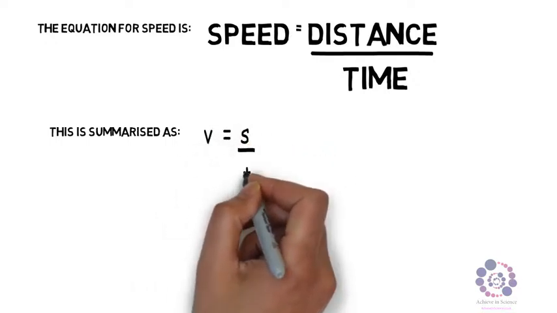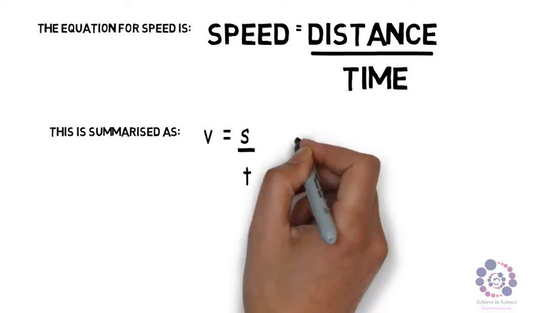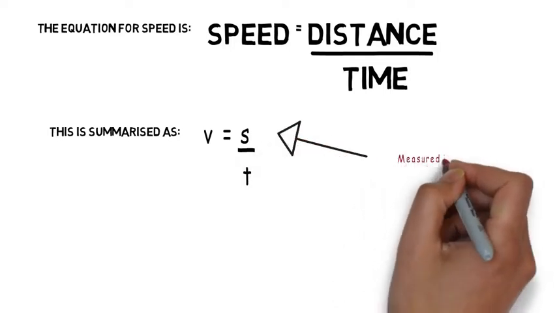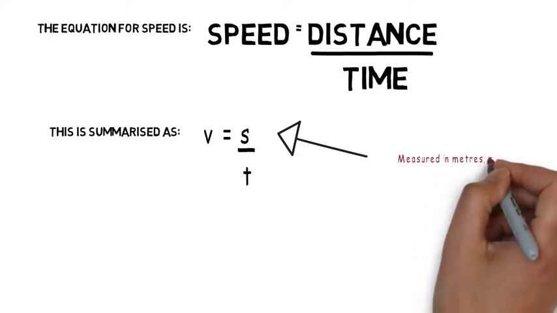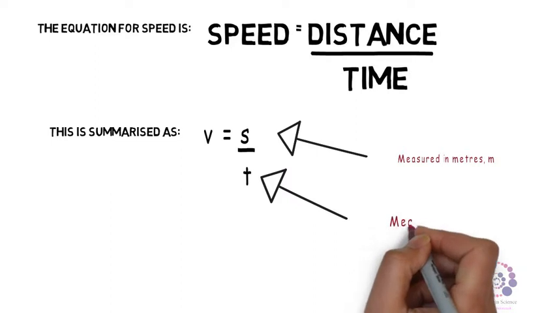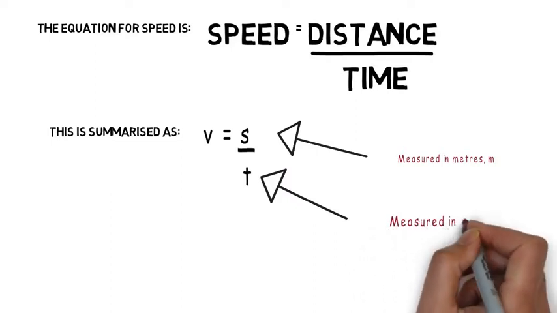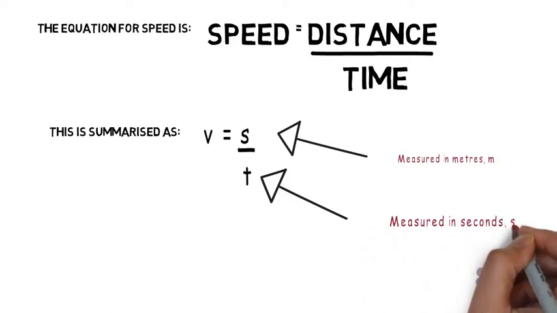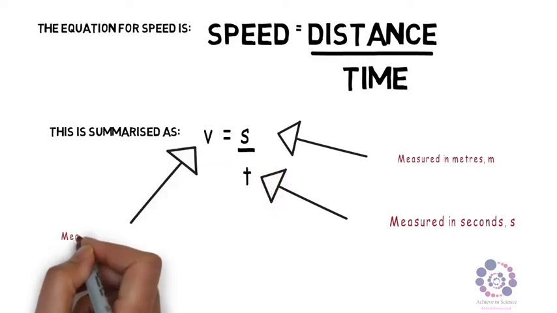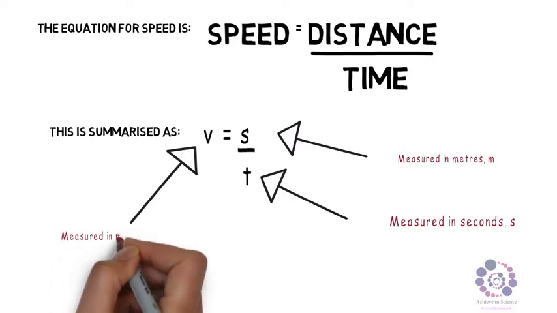Along with this, we also need to know the standard units that these are measured in. And therefore, distance is measured in metres, given the symbol m. Time is measured in seconds, given the symbol s. And then this means that because it is a division, we have metres over seconds, and therefore velocity or speed is measured in metres per second, m/s.